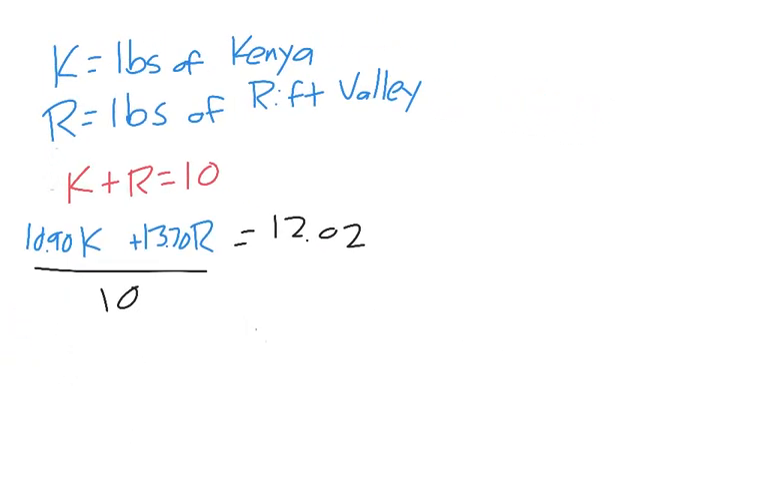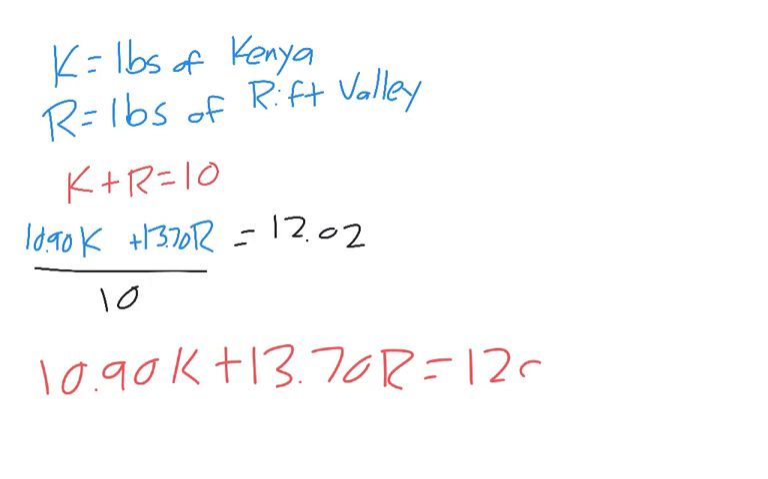So multiplying by 10 on both sides, 10.90K plus 13.70R equals 120.2. No, I'm wrong. What am I saying? It's early.